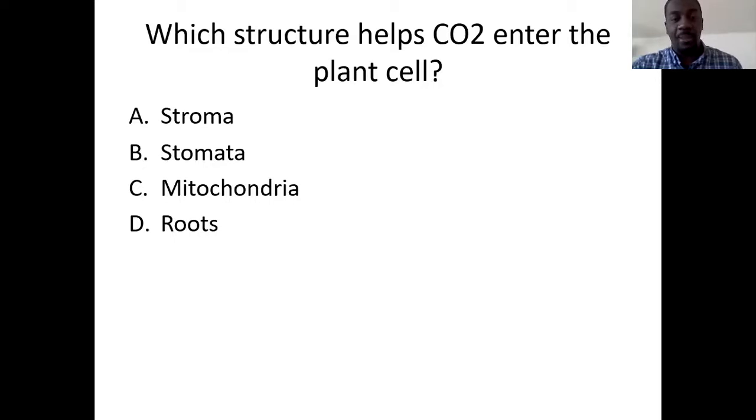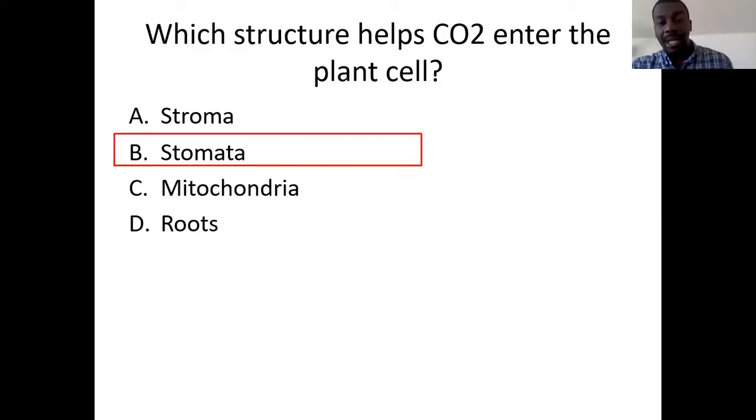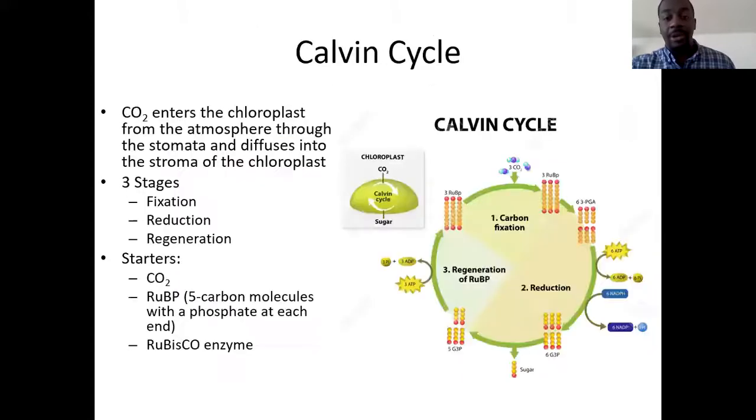So this is the stomata. The stomata is going to be the structure that allows carbon dioxide to enter the plant. The stroma is going to be that region outside of the thylakoids. So again, similar words, different meanings here. The stomata are those openings inside the leaf, and that's going to be important to help start the Calvin cycle.